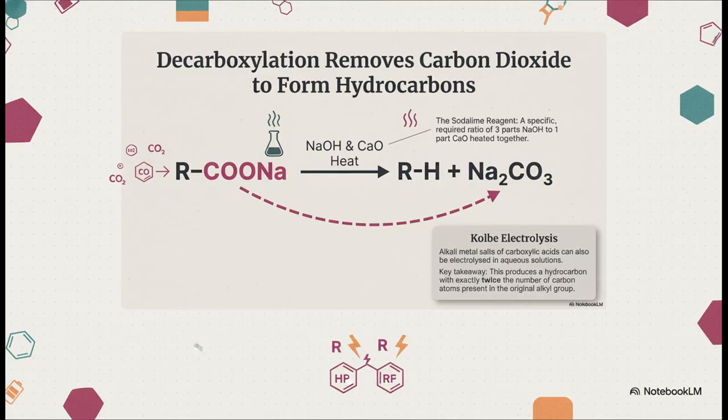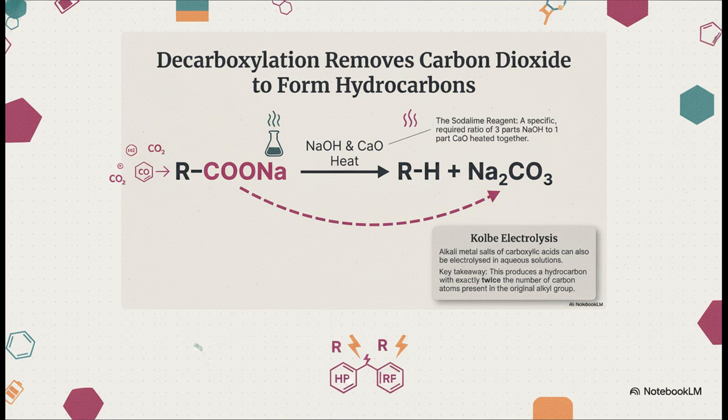So what if you don't want to just change the group, but get rid of it completely? Well, that's where decarboxylation comes in. You use a little soda lime, which is just a mix of sodium hydroxide and calcium oxide. You add some heat, and you can basically just pop off that carboxyl group as carbon dioxide gas, leaving you with a plain old hydrocarbon.